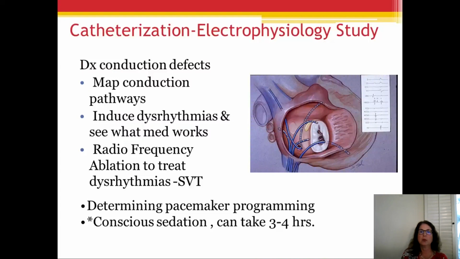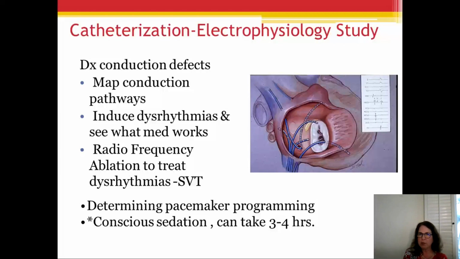A little bit more pictures here for electrophysiology studies. Again, diagnosing defects. Very commonly done for recurrent SVT, supraventricular tachycardia. You do the electrophysiology study, and then you ablate the site of reentry. The idea is to get them to trigger it. You put little probes. You can see it's multiple probes. This is a long procedure.